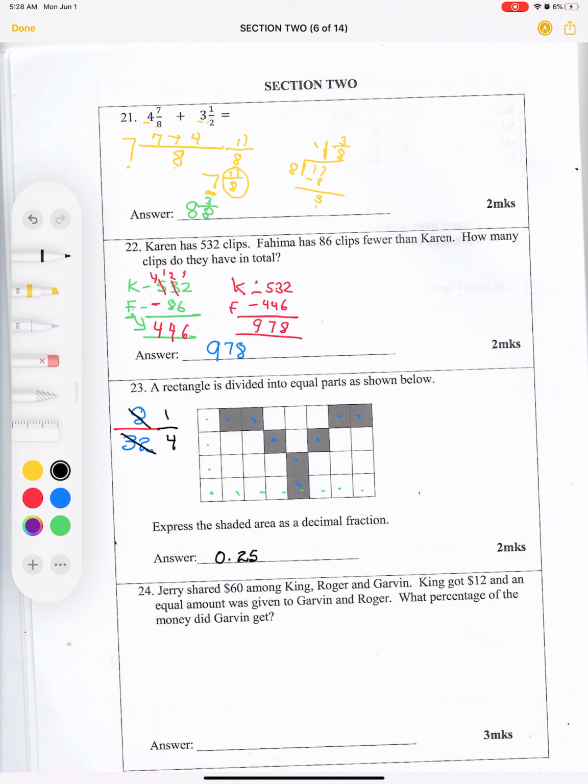If you didn't know it as a decimal, which you should, what do we do? We divide the numerator by the denominator. 4 into 1. 4 into 1 cannot, so we put a point and we add a 0. 4 into 10. 2 4s are 8. 10 take away 8, 2. We add a 0 again. 4 into 20, 5.